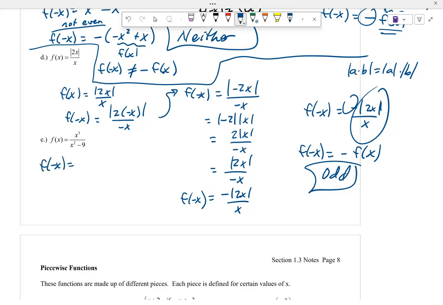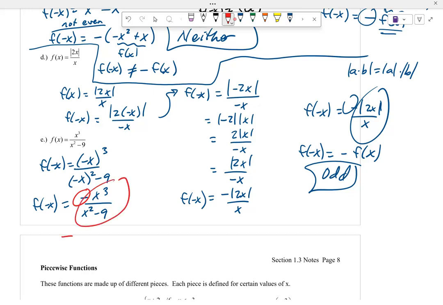F of negative x, I get negative x cubed over negative x squared minus 9. So I got negative x cubed, negative x times negative x squared minus 9. Is that the original function? No. But it is opposite f of x. It is opposite the original. Remember, the original is x squared over x squared minus 9. So there is a negative in front of that. So f of negative x is negative f of x here. It's also odd. That one is odd as well.